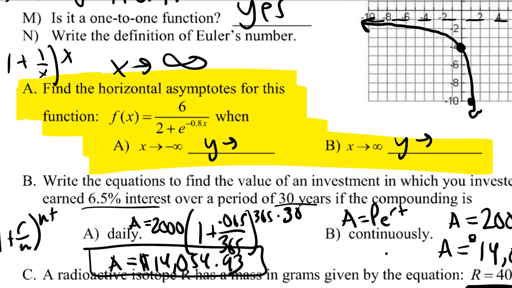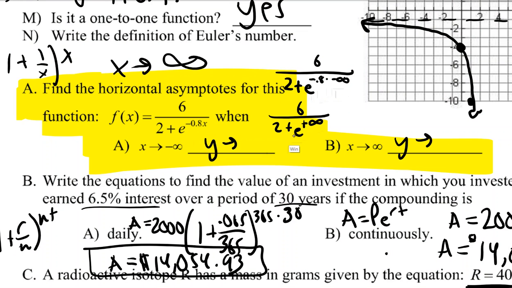Okay, so again, there's not too much space here for me to write, so I'll have to erase, but you should have plugged this in. So 6 over 2 plus e to the negative 0.8 times negative infinity. You should have tried to figure out what was going on in this exponent first. So a negative times a negative would be positive. 0.8 times a number that just keeps getting bigger would be a number that just keeps getting bigger.